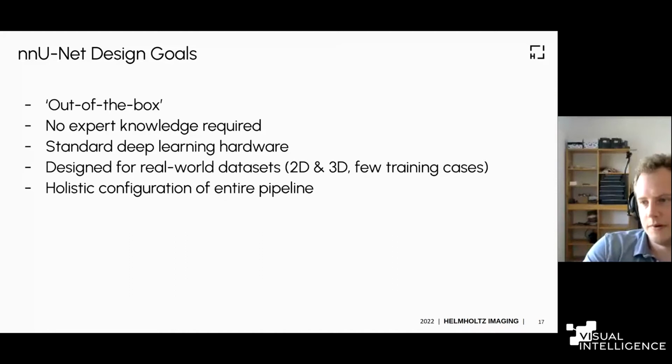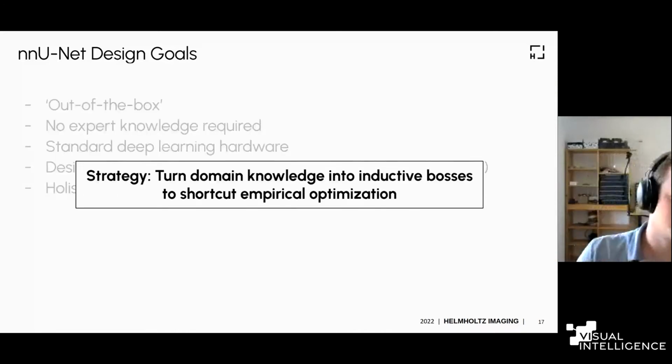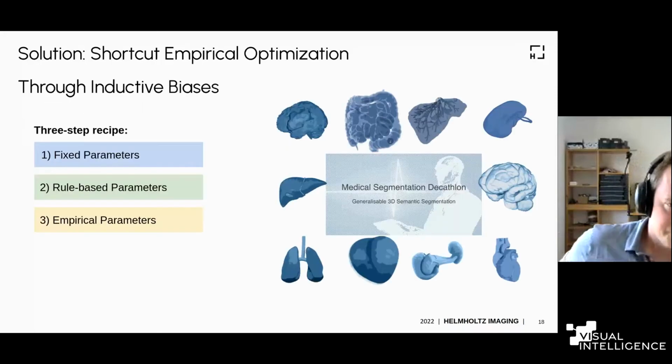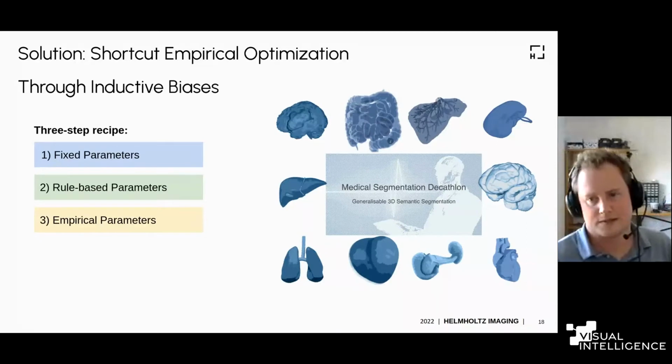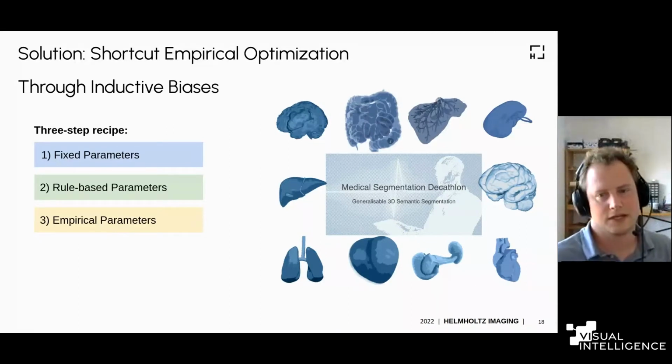So how are we hoping to achieve this? It could be really difficult depending on how you approach this, and we approached it in a very pragmatic way, which is a strategy I really like to operate with: to be pragmatic, find the easiest solutions. And here we call this turning domain knowledge into inductive biases to shortcut any potential empirical optimization. So what does this look like in practice? It's something I'd like to show you a little bit in the next couple of slides.